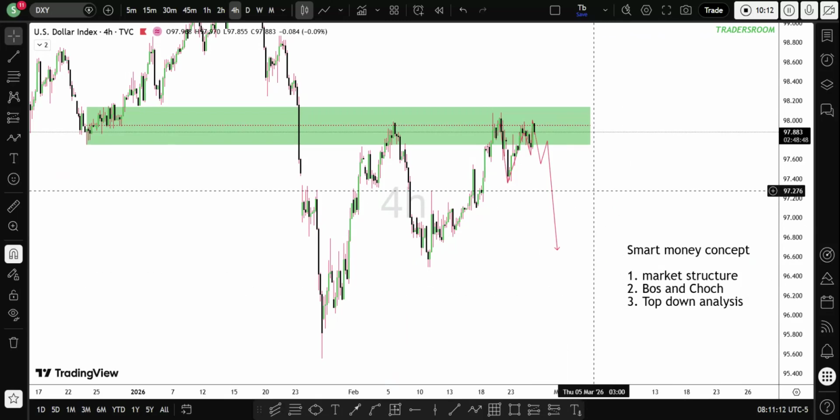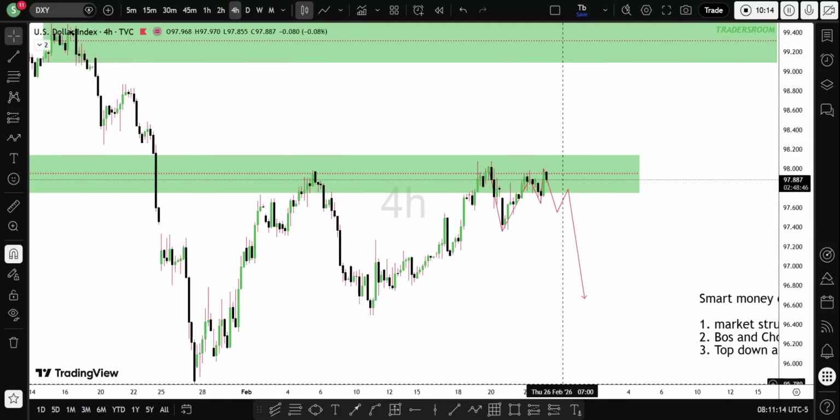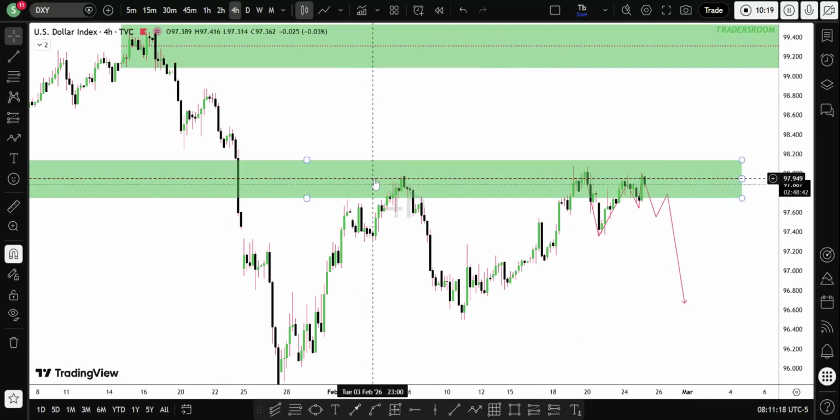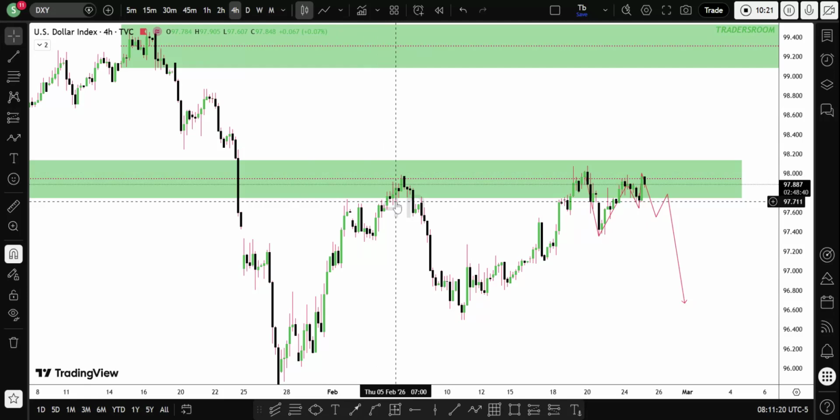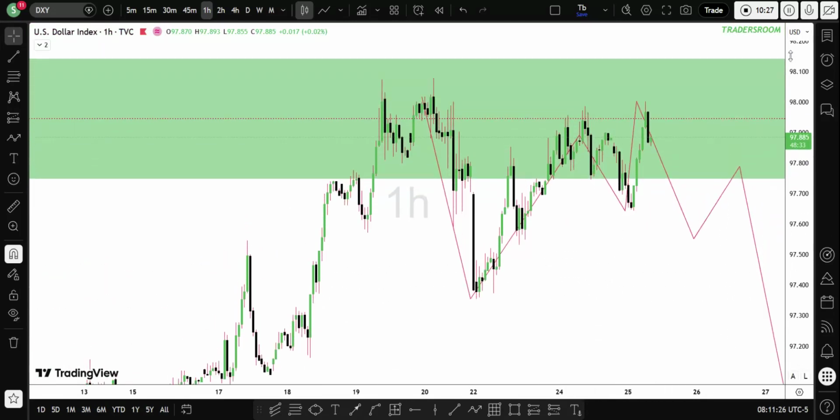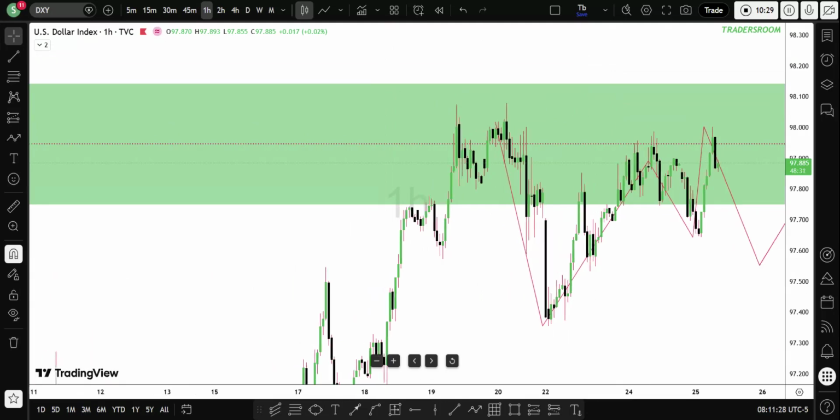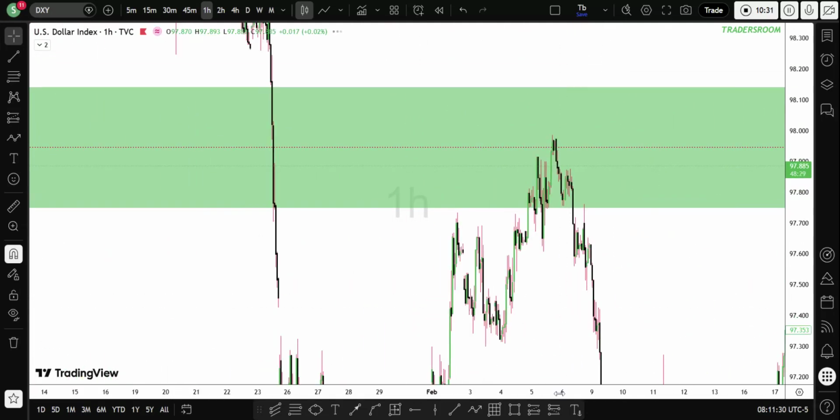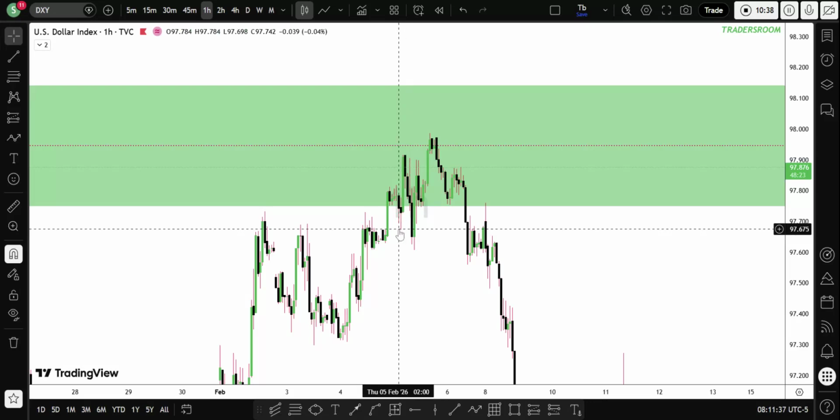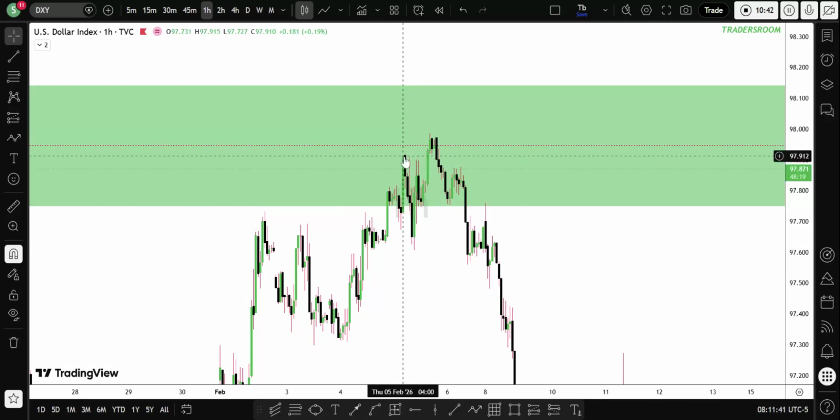Then your change of character is just the first break once it taps into your point of interest. So immediately price taps into this point of interest, your first break of structure, it didn't show here on 4 hours. So if I go to 1 hour, let me use this particular one. This first break was a change of character. Like me, I don't like trading change of character because it closed with body. But price did what? Price came back and took it out.